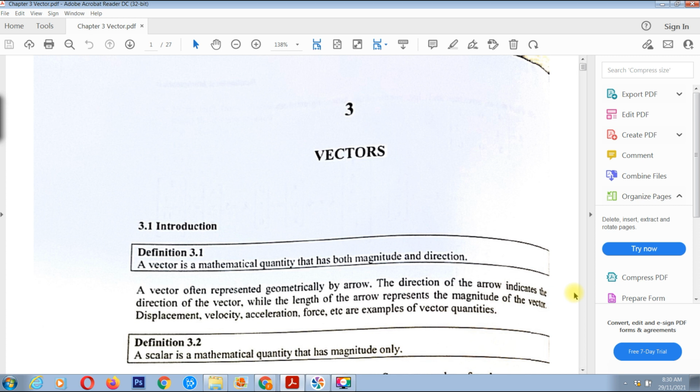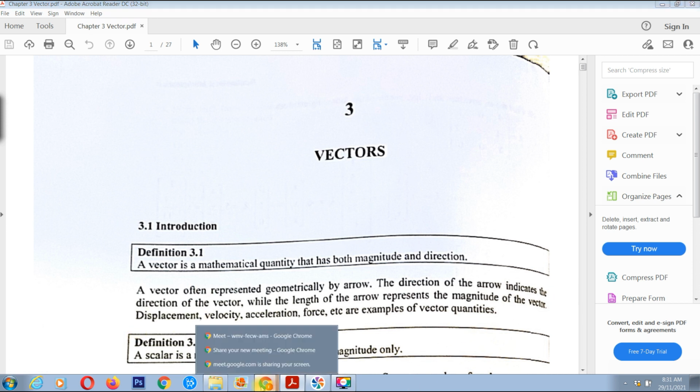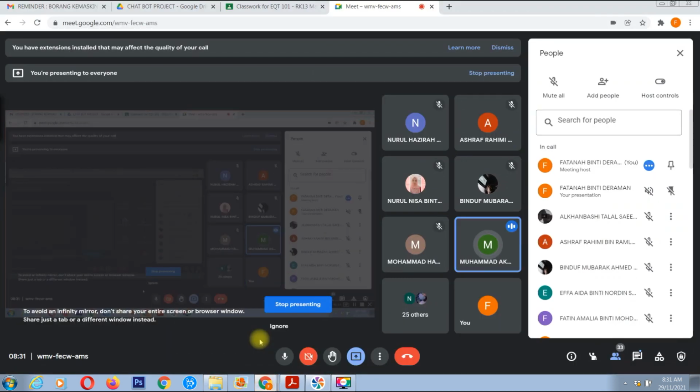What is the meaning of magnitude? What is the meaning of direction? What is magnitude? Guys, what is magnitude? What is magnitude? Try. It's okay. No, you are not tested yet.